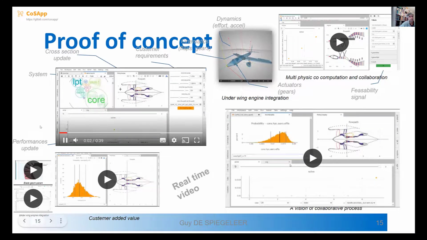So it's a real-time video. This is an aircraft. It's a LEAP-1A from Airbus A320. The geometrical view. This is a system view with a system made of subsystems. The engine made of low-pressure turbine made of different stages. This is evaluation of performance of the engine. It's the consumption.